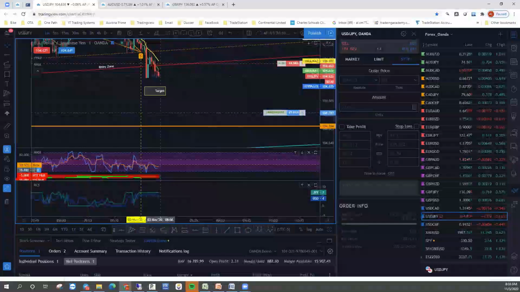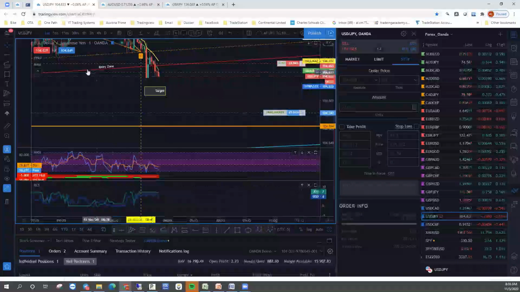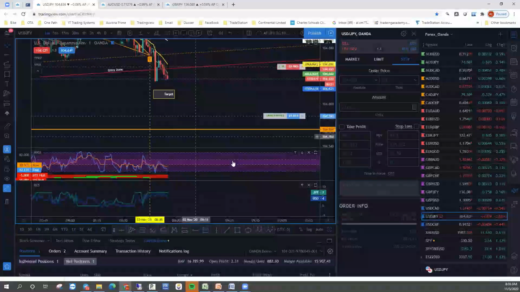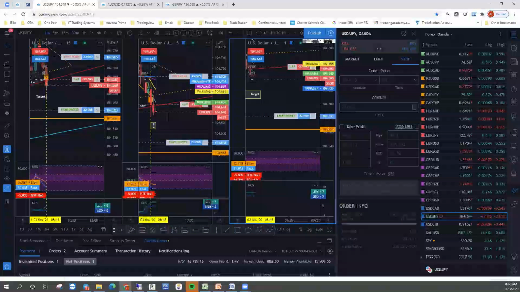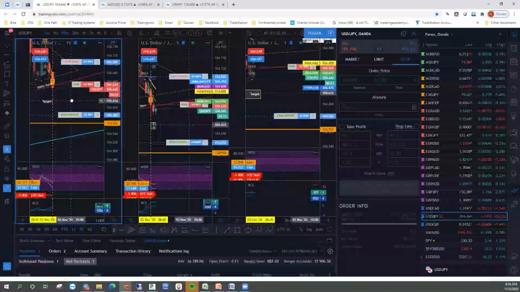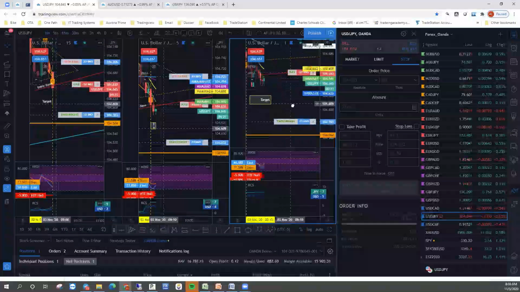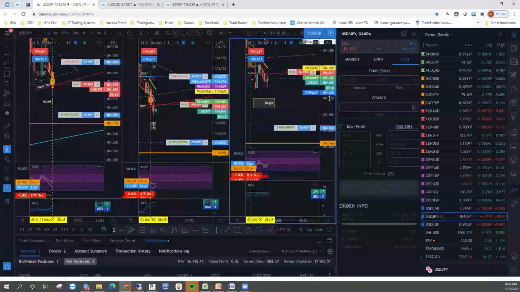All the RSIs are moving in the right direction. Our RCS tool says the yen is strong. Yen is the second currency of the pair. That gives us strength to the downside. And our 5 minutes says the same thing. Yen is strong by 3. Yen is strong by 5 on the 1 minute, on the 15 minute. So right now, everything's in our favor to have a profitable trade.